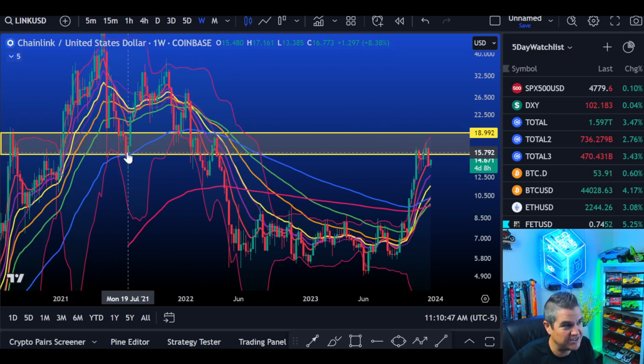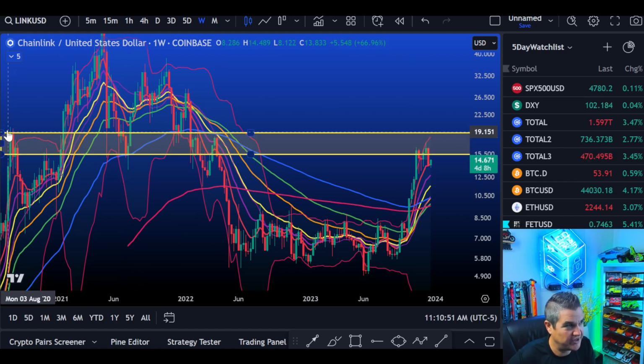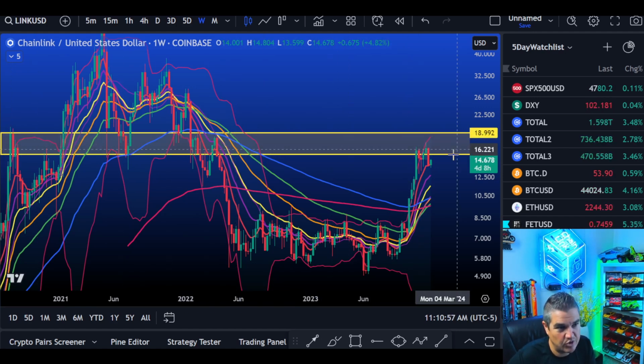You can go back even years. Look at this low, right? There's the zone. You're painting a picture here. The previous high from even 2020, right? All in this zone, and we're back here now.